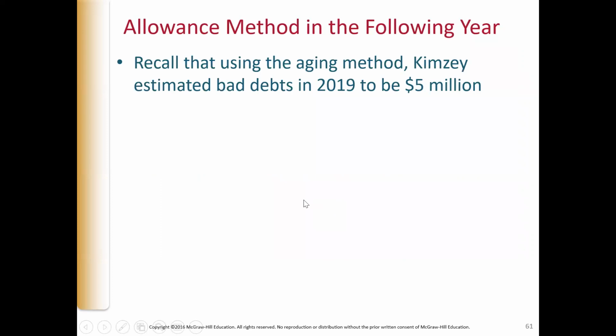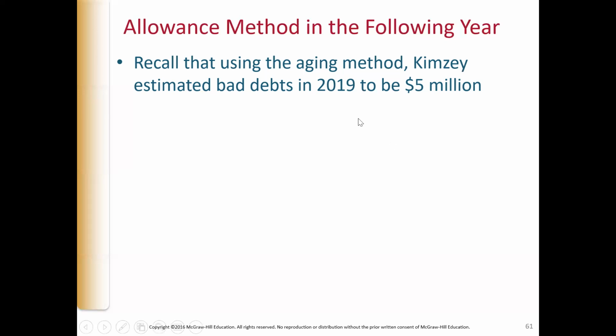Okay, so now what we're going to talk about is what happens in the following year. We're in the previous year showing the bad debt, establishing our allowance. And then we are then recording those accounts that were uncollectible. Now what we're wondering is, after we've written off some accounts, how do we handle the next year?